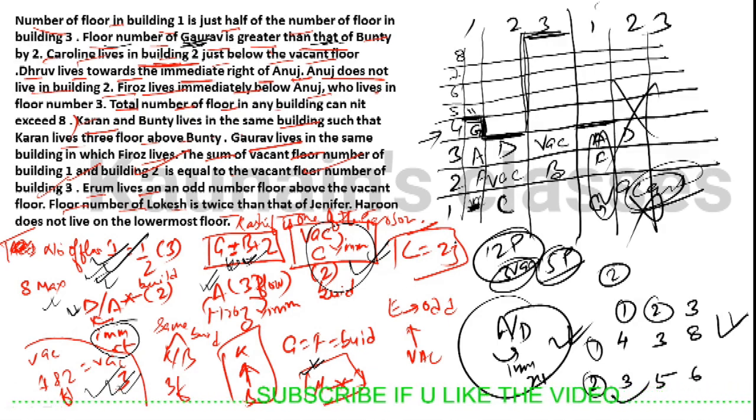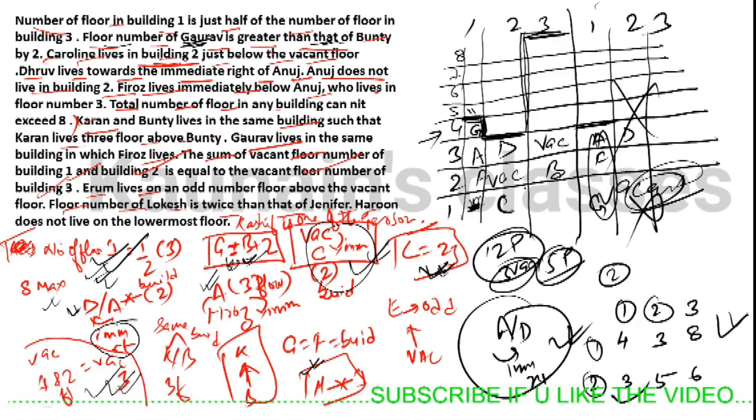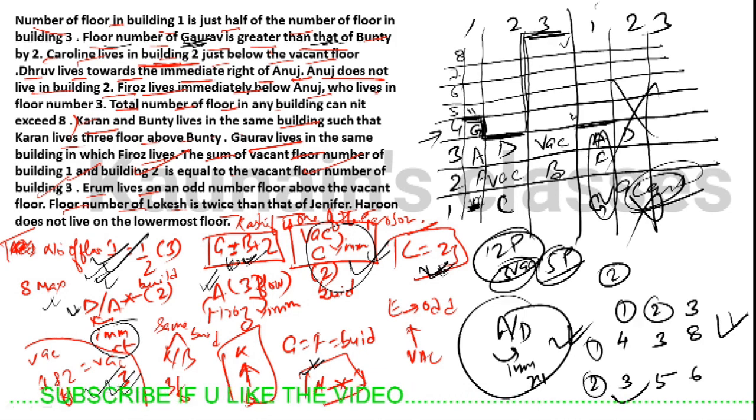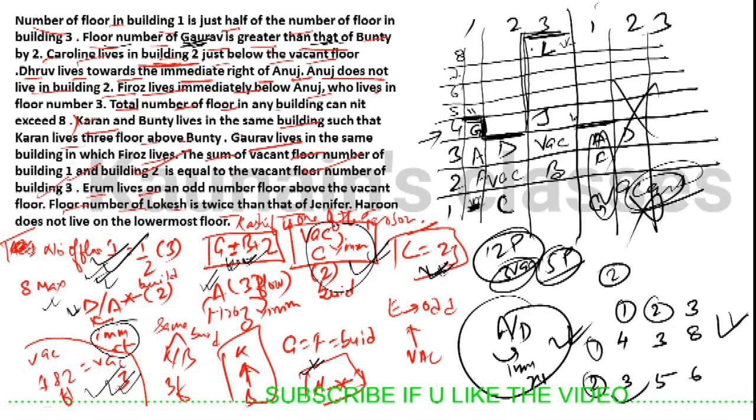So now what can we place? We know that Lokesh's floor number is twice that of Jennifer, and we can place them here only. If 2 is already taken, then 4 and 8 are the only possible pair where we can place Lokesh and Jennifer. So Lokesh is twice Jennifer, so Jennifer will be coming in floor number 4 and Lokesh will be coming in floor number 8. Okay, now what can we place here?